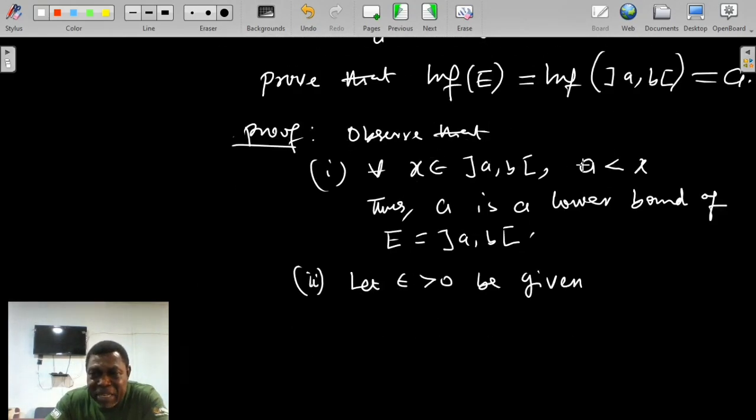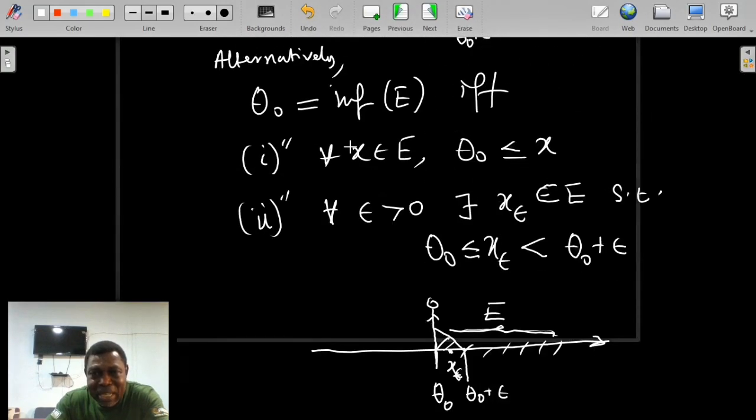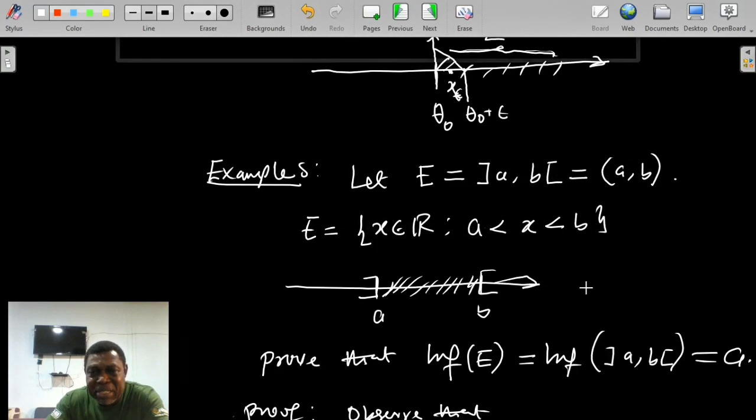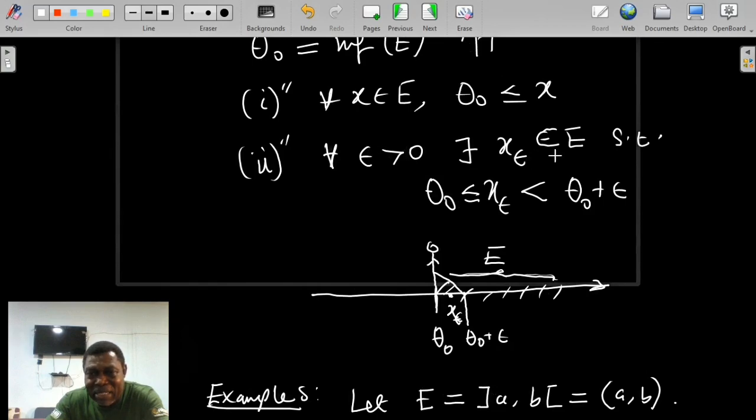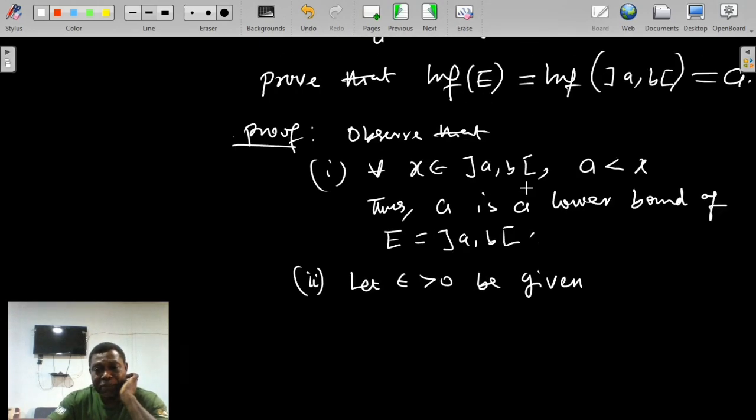I've already obtained here that A is a lower bound, meaning that (I) holds. So what remains is to show that, given epsilon bigger than 0, I can find x epsilon in E so that this inequality is satisfied. Once I do it for this interval, where in this case our theta naught is A, we conclude that A is the infimum of the set. So let epsilon bigger than 0 be given.